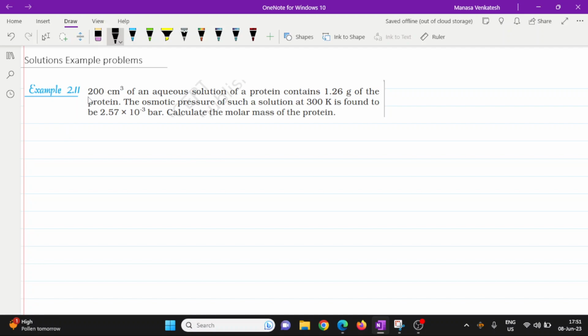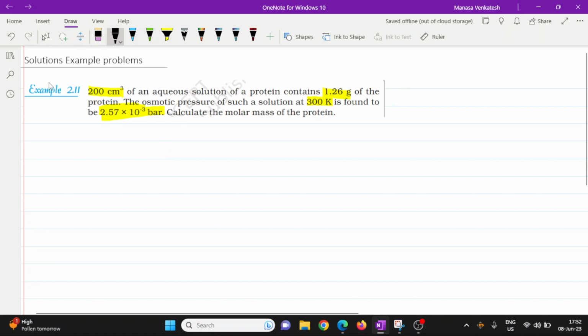So 200 centimeter cube. Actually, didn't we change it the last time? Let's do it that way. 200 centimeter cube of an aqueous solution of a protein consists of 1.26 grams of the protein. The osmotic pressure of such a solution at 300 Kelvin is found to be 2.57 into 10 to the power minus 3 bar. We need to calculate the molar mass of the protein.